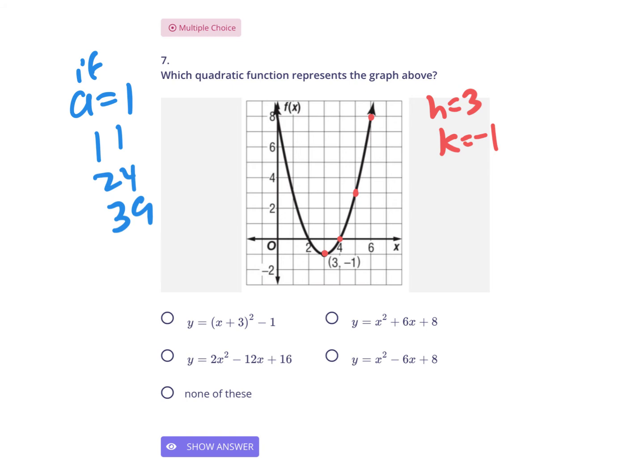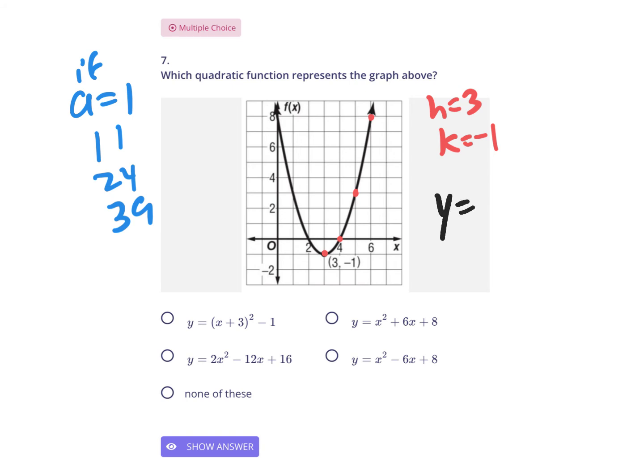It doesn't matter which way you go. If you want 1 over 1 up this way, or 2 over 4 up this way, 3 over 9 up this way, it's the same deal. So we did verify that the a value is 1. So since we have a vertex form equation, let's write our equation in vertex form.